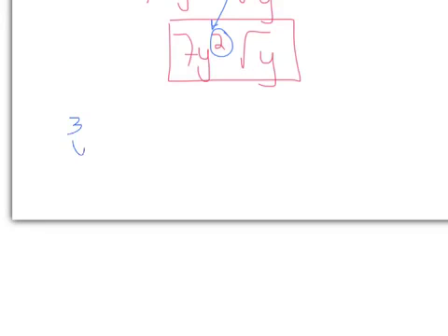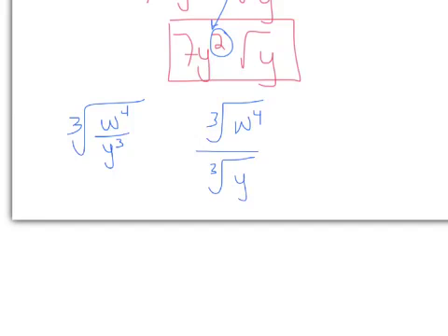Part C says the cube root of w to the fourth over y to the third. So what we'll notice here is we'll have to remember, okay, we can break up a fraction that's inside of a radical as follows. And now what we'll get is that the cube root of y cubed, that's just y. Right? The cube root of y cubed.